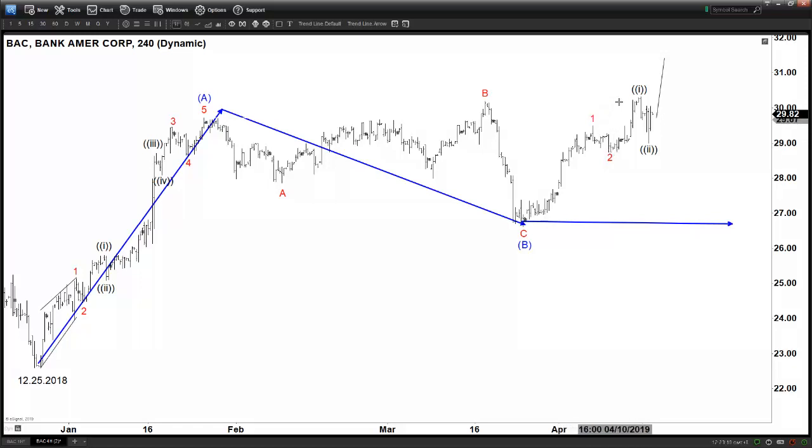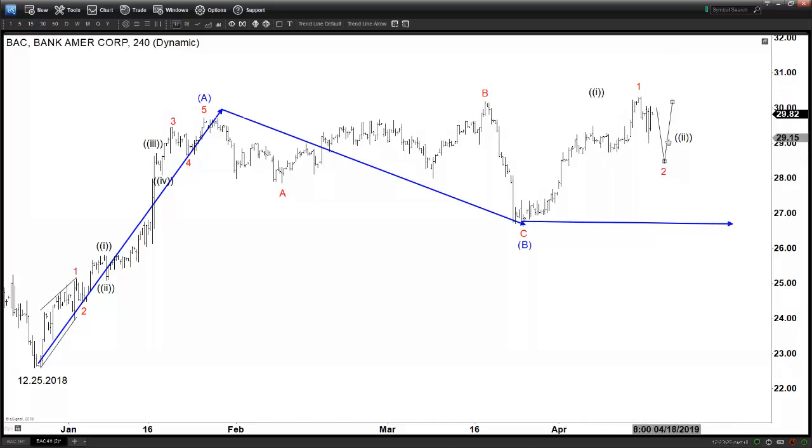Now of course, the detour is that this 1 and 2 is really the only thing that could change. For example, if we are forced to, this could be ending with 1 here instead, and then you have to label this 1, 2, 3, 4, 5, and then if that's the case, we could do a double correction like this in the wave 2 before turning higher.